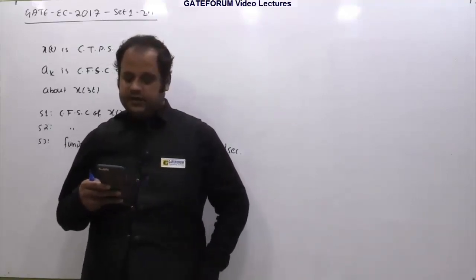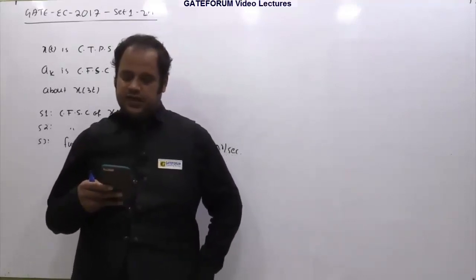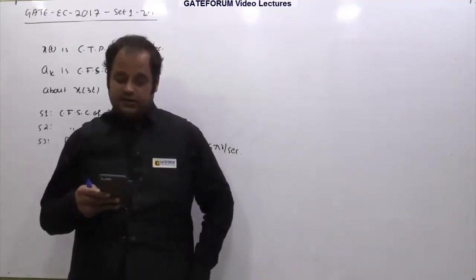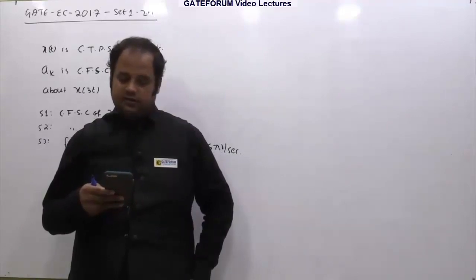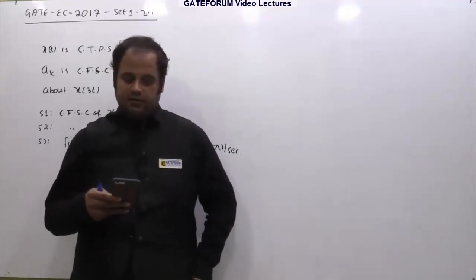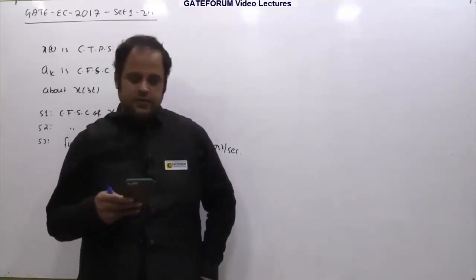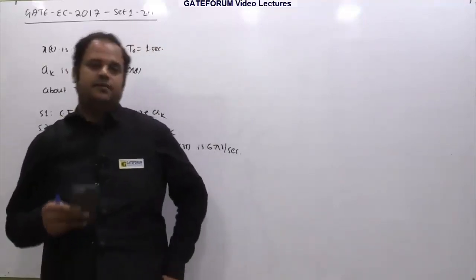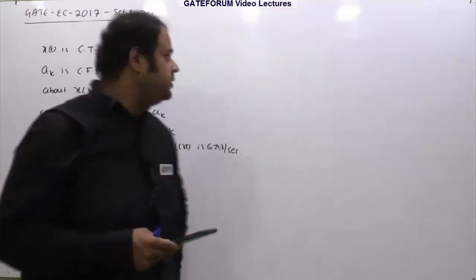Statement 1 is telling the complex Fourier series coefficients of x of 3t are ak, where k is integer valued. Statement 2 is telling the complex Fourier series coefficients of x of 3t are 3ak, where k is integer valued. And the fundamental angular frequency of x of 3t is 6 pi, that is given in statement 3. So you have to identify which of these statements are true, right?